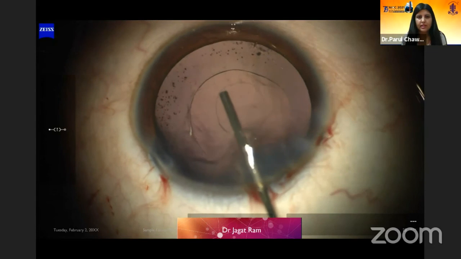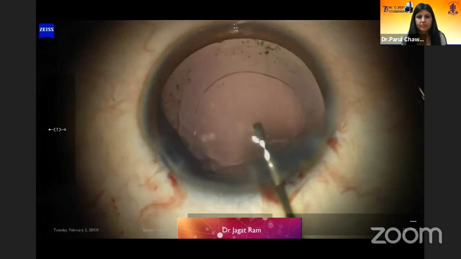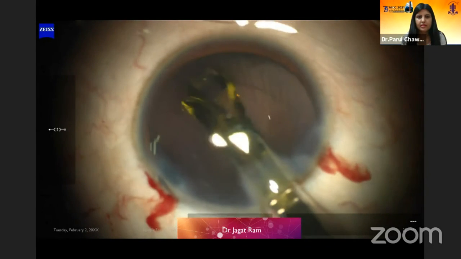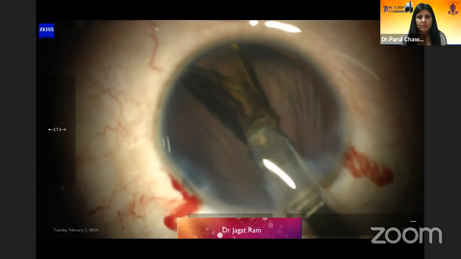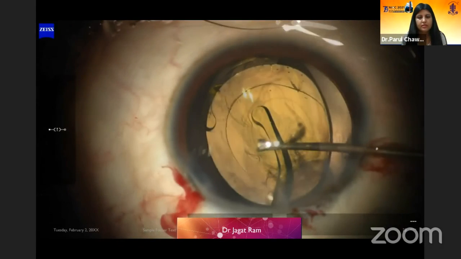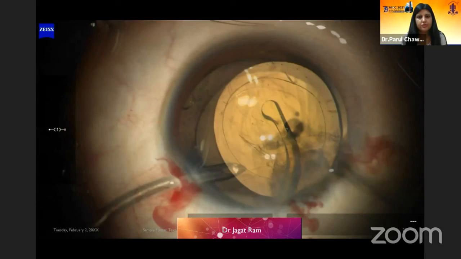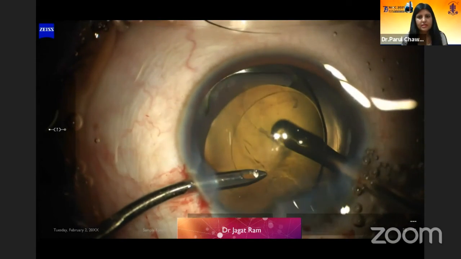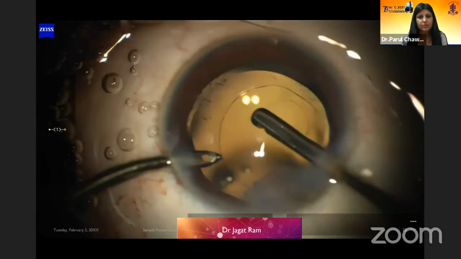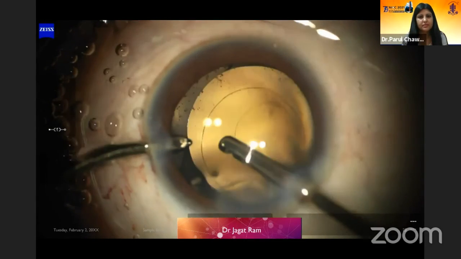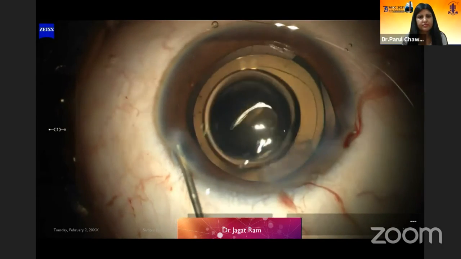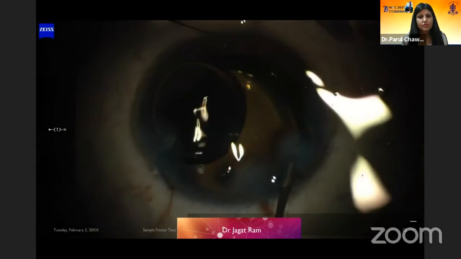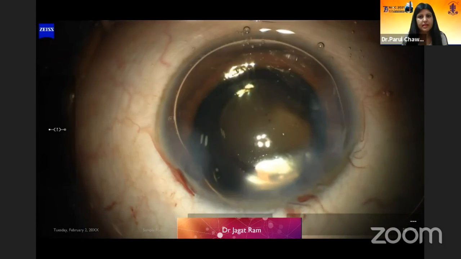The bag was inflated. And then a single piece acrylic foldable hydrophobic IOL was inserted in the bag and dialed into position. The viscoelastic was aspirated from behind the IOL and the IOL was centered perfectly. The wounds were hydrated and an air bubble was injected.